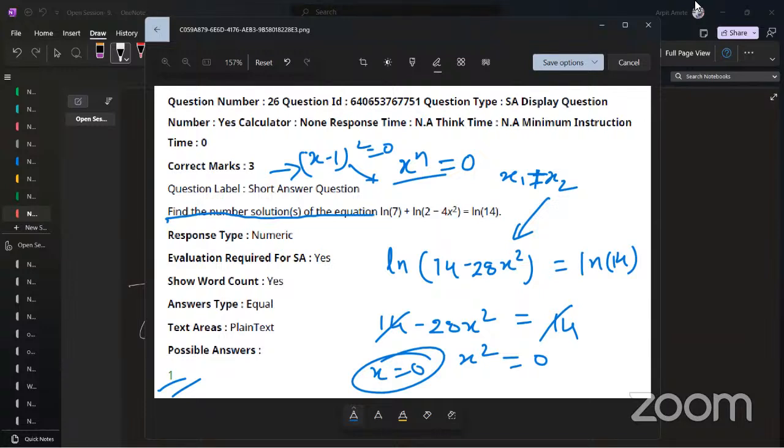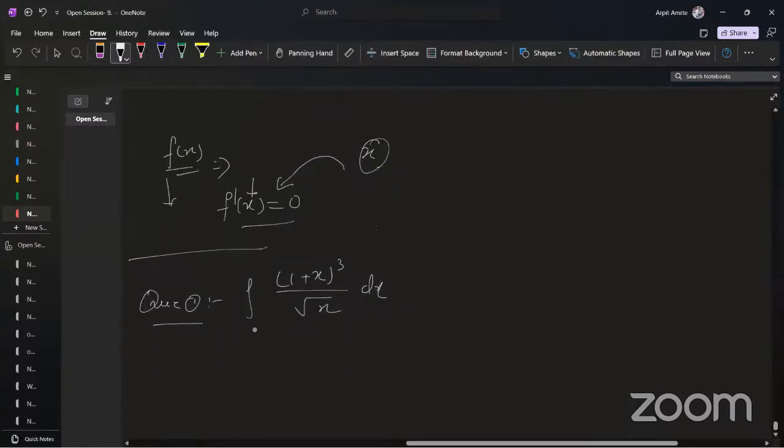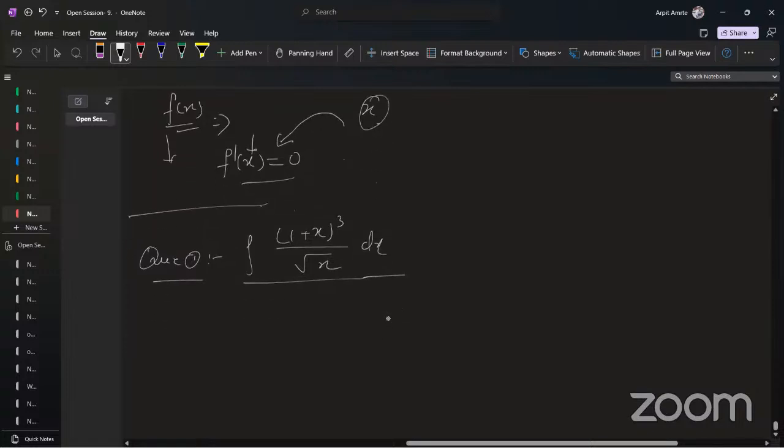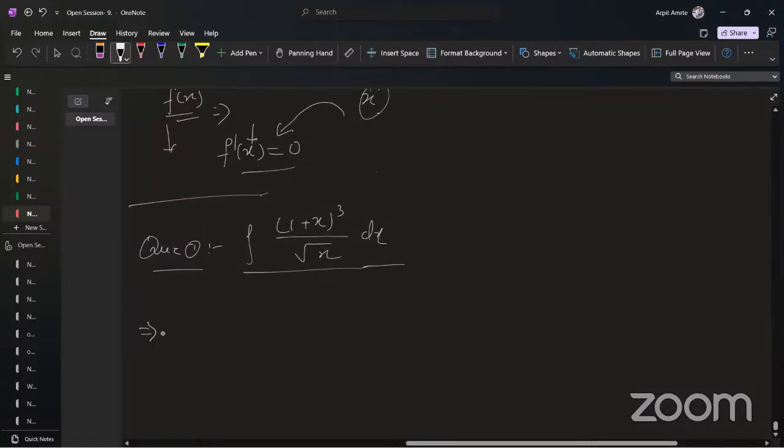Okay, I have given this equation. You have to solve this integration. So how will you solve it? First, sir, expand (1 plus x) cube, then divide by.